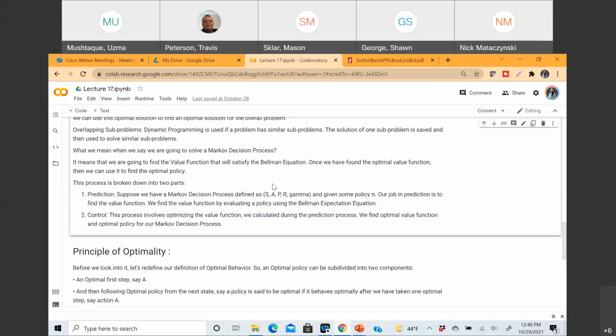In prediction, last time we defined an MDP as something like this, right? It's characterized by S, A, P, R, and gamma. If you remember, S was the state definition, A was the action, all the actions that you can take. P defined the transition, the model through which we get the transition probabilities. R was the reward, all the rewards that you're getting, and gamma is the discount factor. And given some policy pi, my job when I'm doing prediction is to find the value function by evaluating a policy using the Bellman expectation.